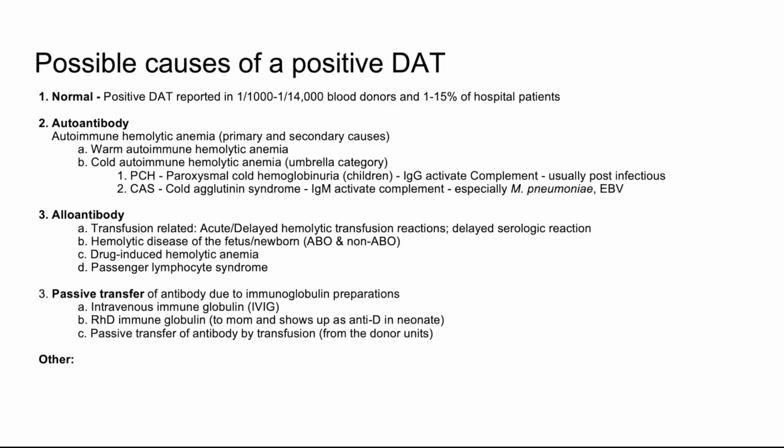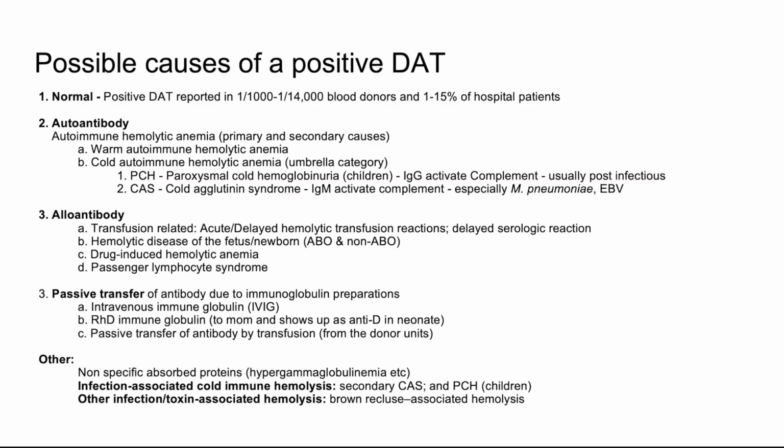Then you could have passive transfer of antibody due to immunoglobulin preparations. That includes IVIG, ROGAM, when it's given to mom and it shows up in the neonate as an anti-D, or passive transfer of antibody by a transfused product. That is super duper rare. It doesn't really happen because we do not accept red cells that have an alloantibody in them. And then there's other causes like infection-associated cold immune hemolysis, which are listed above.